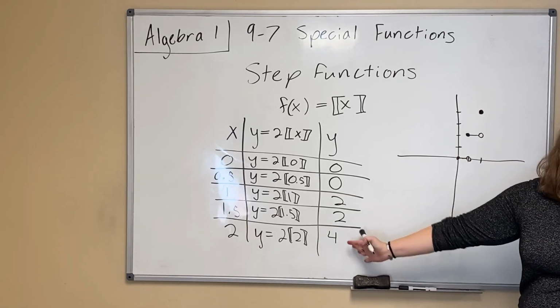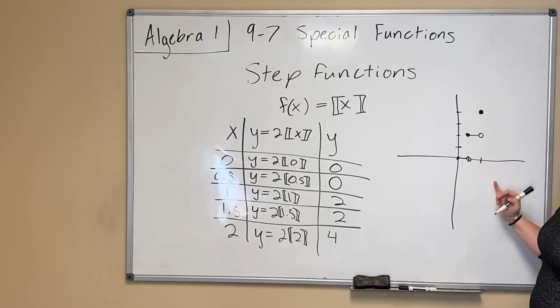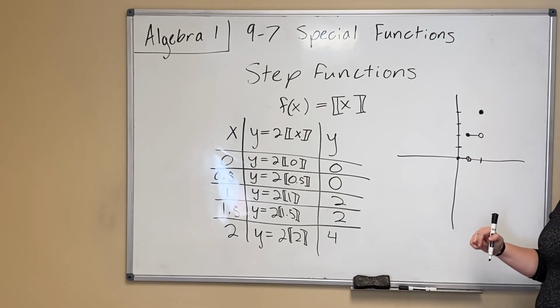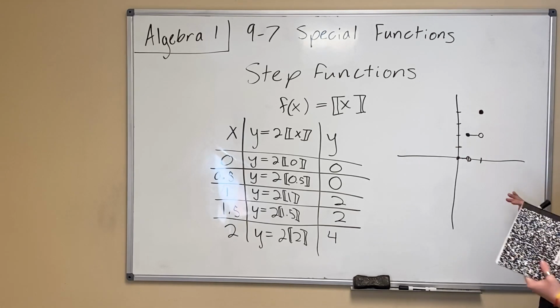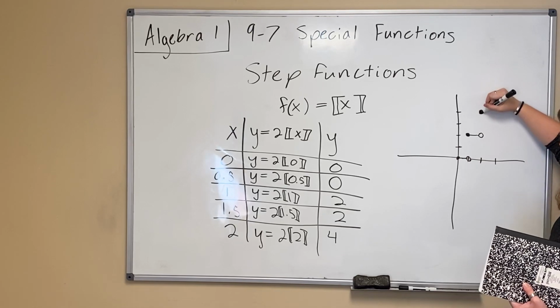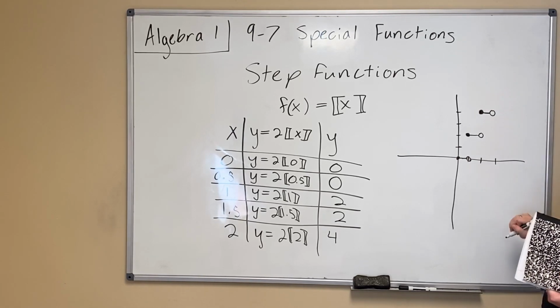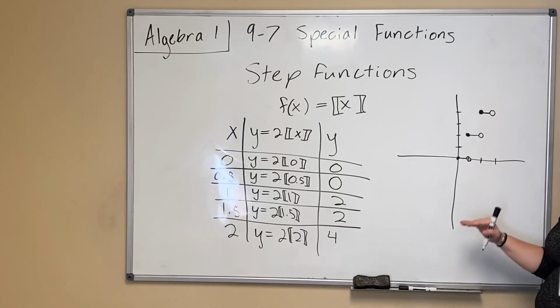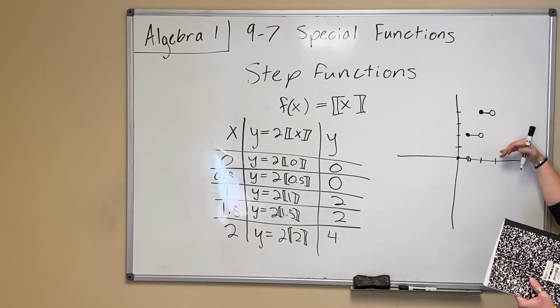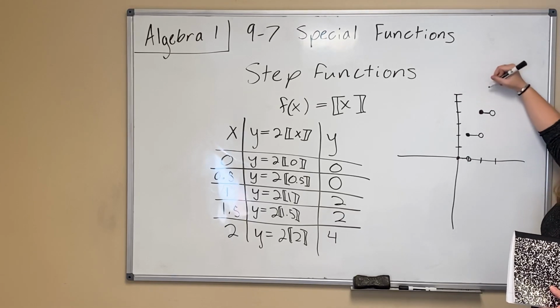Now I don't have it here in this table, but if I was going to do 2.5, I'd still get 4. If I was going to do 2.6, I'd still get 4. 2.9, I'd still get 4, all the way up until I hit 3. So it'd be another line and then a circle at 3. You see how it's starting to look like steps going up. At 3, I would be at 6.